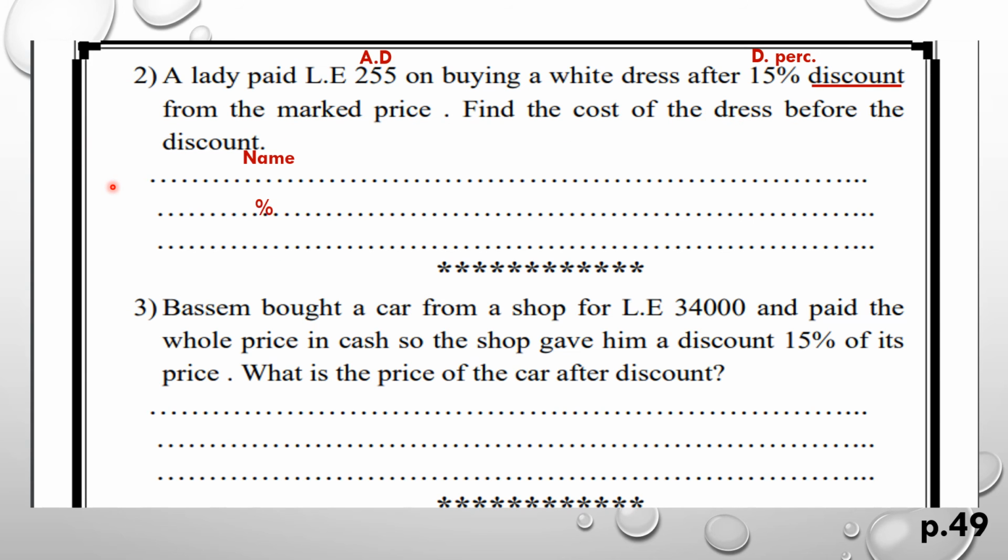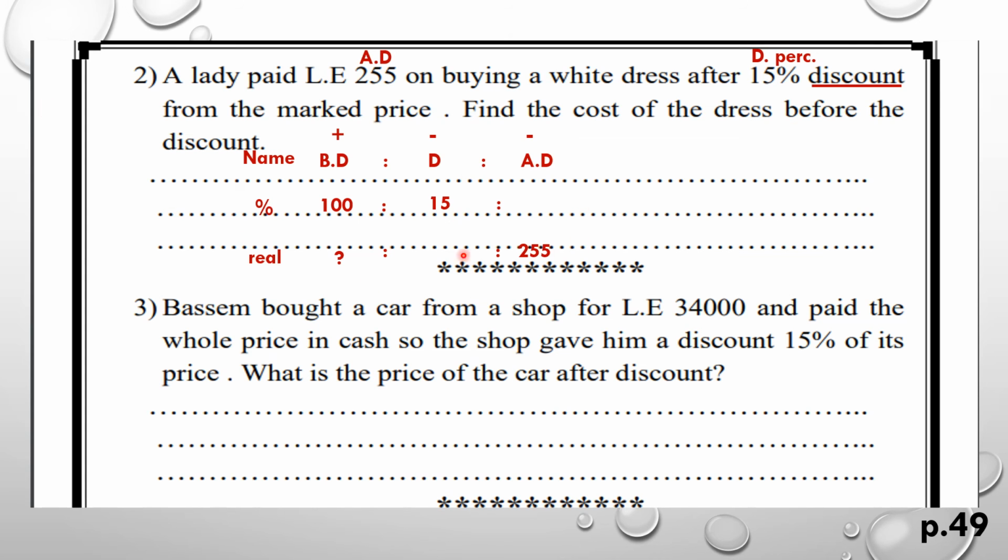Our form will be name, percentage, real. The names: before discount, discount, after discount. The signs: plus, minus, minus by order. This space should be filled with 100. Now, 255 should be put under after discount. 15% should be put under discount percentage. Our question mark should be put under before discount.